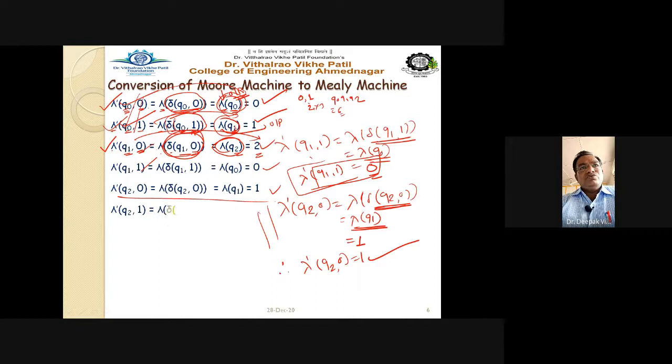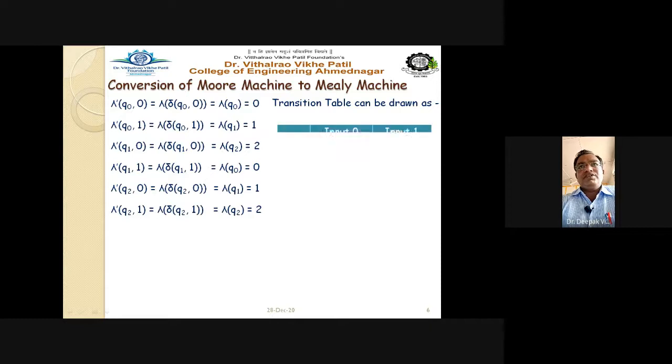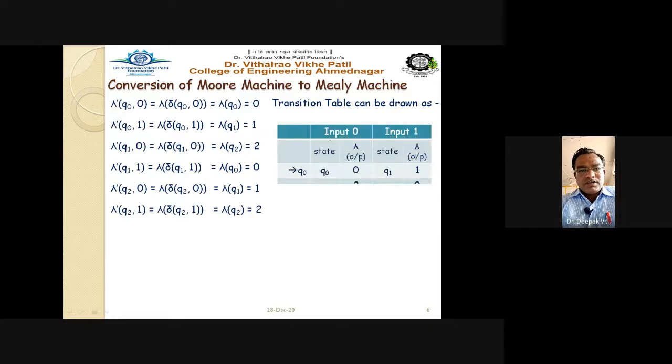In the same way, q2 on 1 you have to write here: lambda delta into bracket q2, 1, that is equal to lambda q2, that is equal to 2. From these transitions you have to draw the transition table, and the final transition table for the resultant Mealy machine becomes this. So here you have to add the 2 columns. For input 0, you have to add the state and lambda, that is the output column. For input 1, you have to add the state and output column. So states q0, q1, q2.